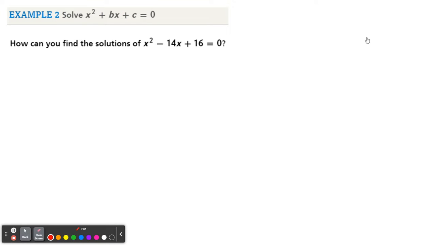All right, example 2. How can you find the solutions of x squared minus 14x plus 16 equals 0? I'm going to show you how to solve a quadratic using completing the square. First, we want to move anything without x to the other side. So we want to move that c value to the other side by subtracting it. And now we have x squared minus 14x equals negative 16.